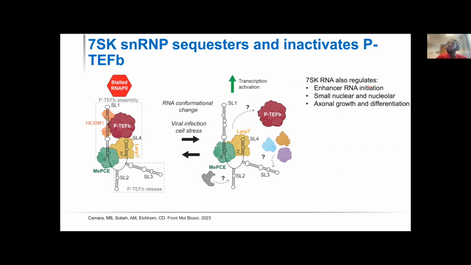Additionally, 7SK has been known to regulate other processes in cells. So it doesn't just regulate transcription elongation, but it also regulates enhancer RNA initiation, transcription elongation of small nuclear and nucleolar RNAs, and has also been found to regulate axonal growth and differentiation. So it does a lot of things in cells. And the misregulation of this process of PTFB release and recruitment has been linked to a lot of diseases, mainly cancer, developmental disorders, heart diseases, and so on. So there's a growing need to understand how this mechanism really works and what role stem loop 3 plays in this process.